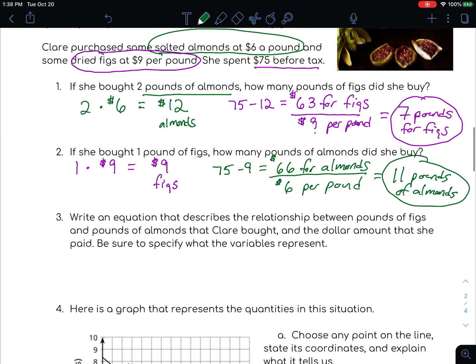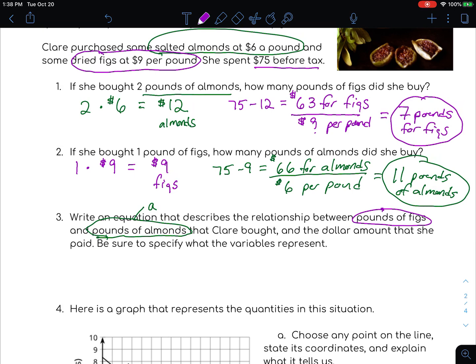All right, so really we have two different variables here, right? We've got the pounds of almonds, all right? That's one variable, so let's call that A. And then we had our pounds of figs.